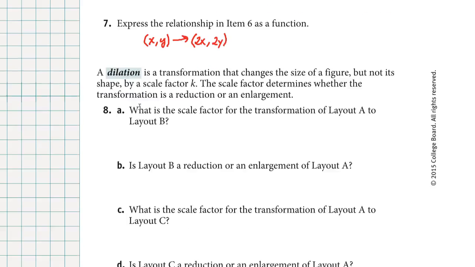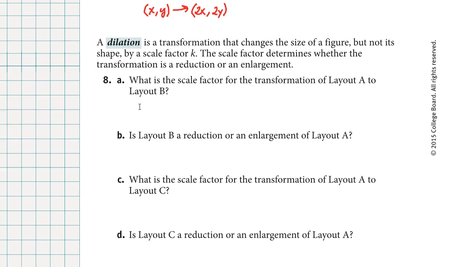This idea of changing size by reducing or enlarging an original figure to create an image is called a dilation. So here's the definition of dilation. It's a transformation that changes the size of a figure, but not its shape. It changes the size by a scale factor, k. So we're using the letter k to be some number that tells us how the size is changing. The scale factor determines whether the transformation is a reduction or an enlargement.